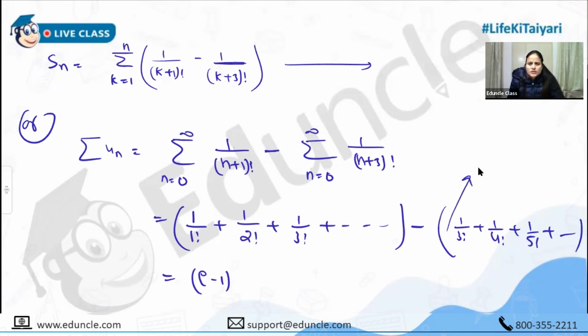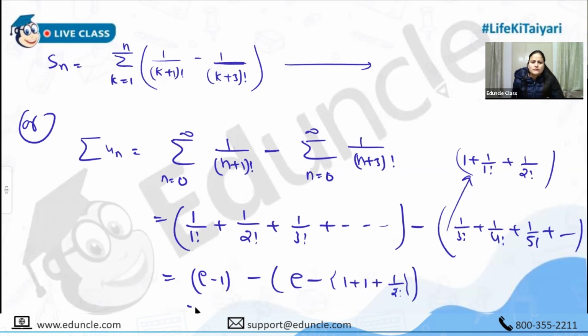So there are three terms missing. 1 plus 1 upon 1 factorial plus 1 upon 2 factorial. These three terms are missing here. Correct na? So this is nothing but e minus these three terms, 1 plus 1 plus 1 by 2 factorial. I can do it like this also ना. मैं इस तरीके से भी कर सकती हूँ.